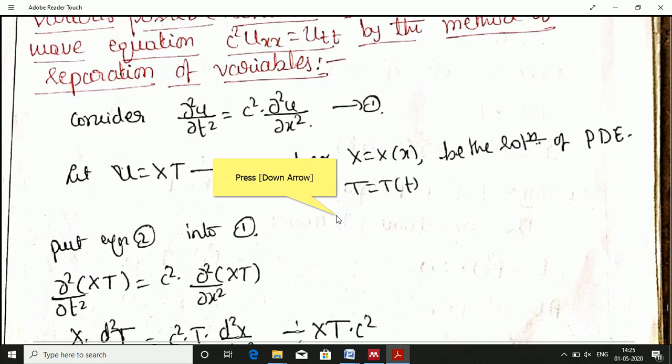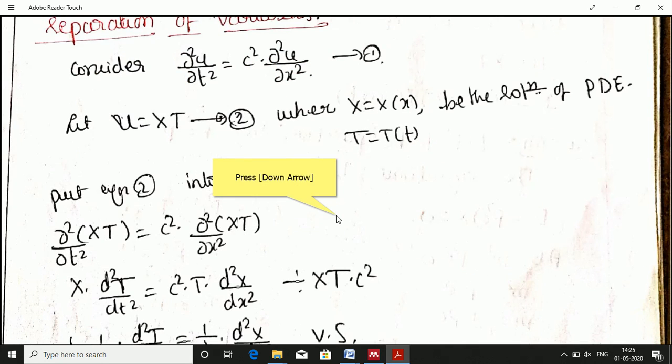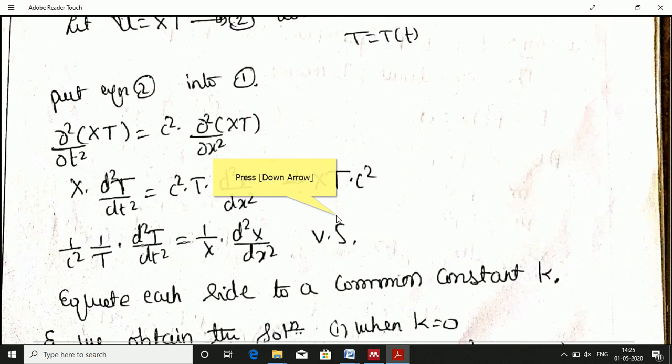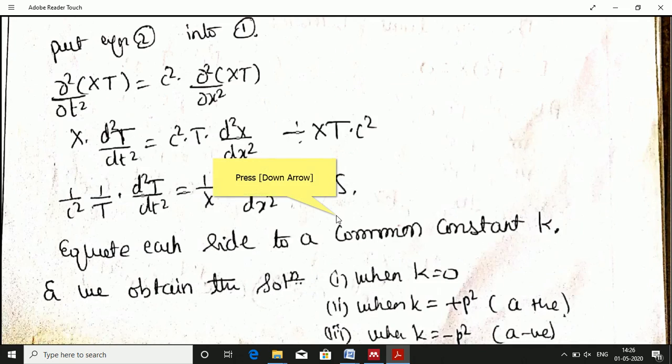It takes the form del square by del t square of XT is equal to c square into del square by del x square of XT. X constant, write that outside. Capital T is a function of single variable small t. So, del square T by del t square becomes d square T by dt square. That is equal to c square into, again T constant, okay. Capital X is a function of small x. Del square X by del x square can be written as d square X by dx square.